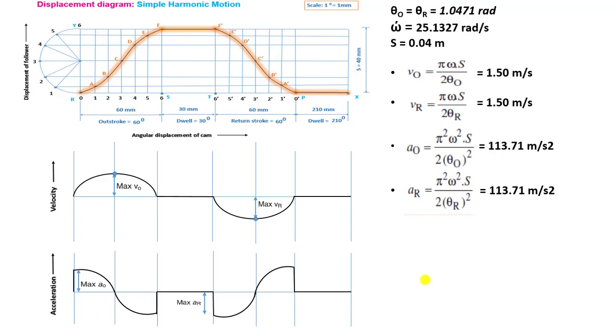We see from the velocity diagram that the velocity of follower is 0 at the beginning and at the end of stroke and increases gradually to maximum at mid stroke. On the other hand, the acceleration of follower is maximum at the beginning and at the end of stroke and diminishes to 0 at the mid-stroke.